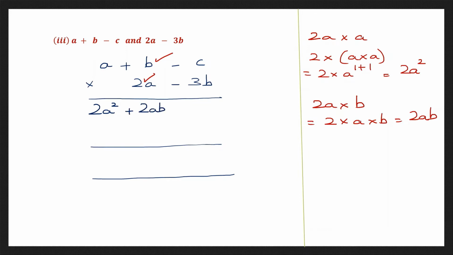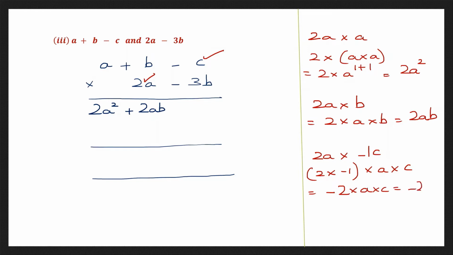So we've finished with plus b. Now let's do with minus c. So that will be 2a into minus c. So that is minus 1c. So the numbers will be 2 into minus 1 and the literals will be a into c. So here minus into plus is minus, 2 into 1 is 2 into a into c, which is minus 2ac. So let's write that down, minus 2ac. So we have finished with 2a.